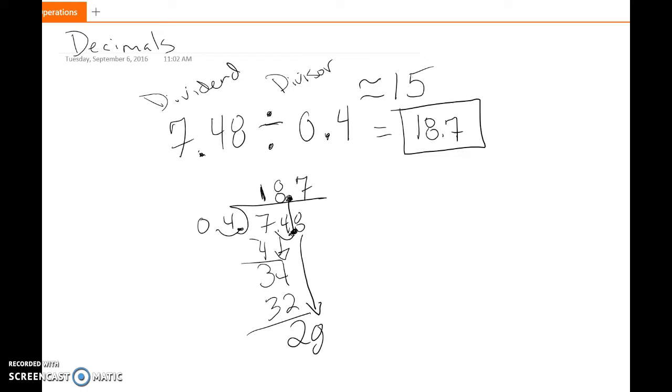Dividing decimals: move the decimal point in the divisor to make it a whole number. Move it the same amount of places in the dividend, and you're all set. Then just bring it straight up. And there you have dividing rational numbers, both decimals and fractions.